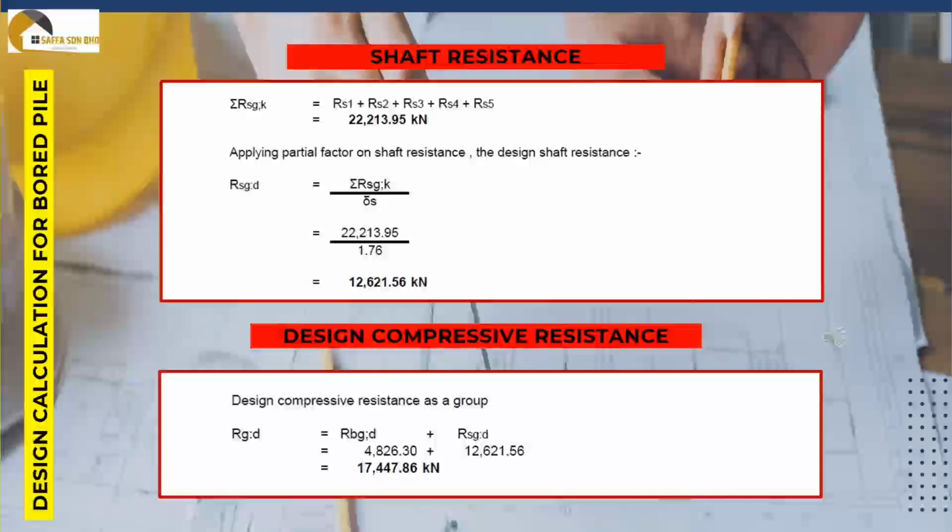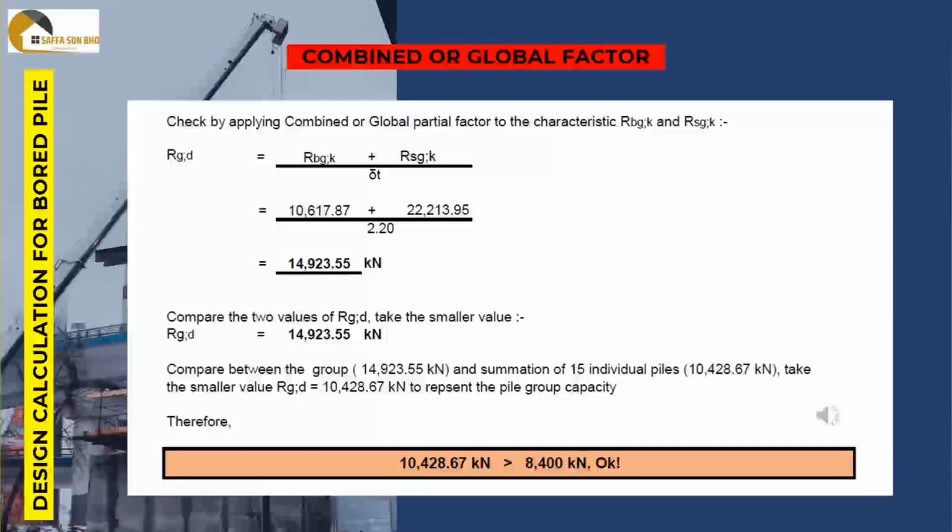Check by applying combined or global partial factor to the characteristic shaft resistance and base resistance, we get 14923.55 kN. Compare between the group and summation of 15 individual piles, take the smaller value, which is 10428.67 kN, to represent the pile group capacity. This value is greater than 8,400 kN, so the design is passed.